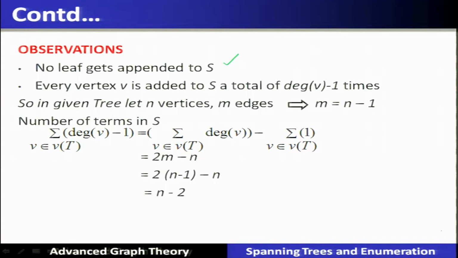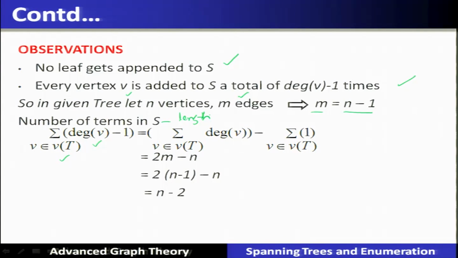So, with these two observations, what we can see is that for a given tree T having n different vertices or labels and m different edges, since it is a tree, we know that m is equal to n minus 1. Now, let us see how many terms are there in S. The number of terms which will appear in the Prüfer sequence S is nothing but the degree minus 1 of each vertex, and for all the vertices we make a sum that will add up to the length of the Prüfer sequence.